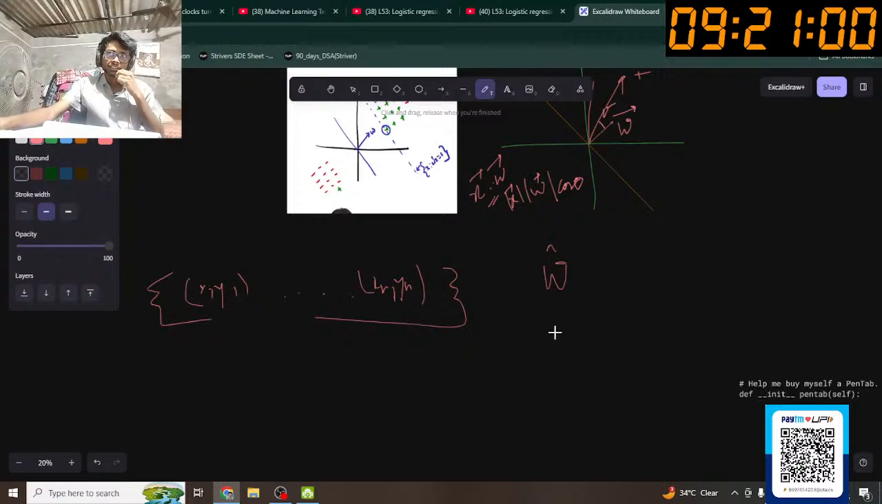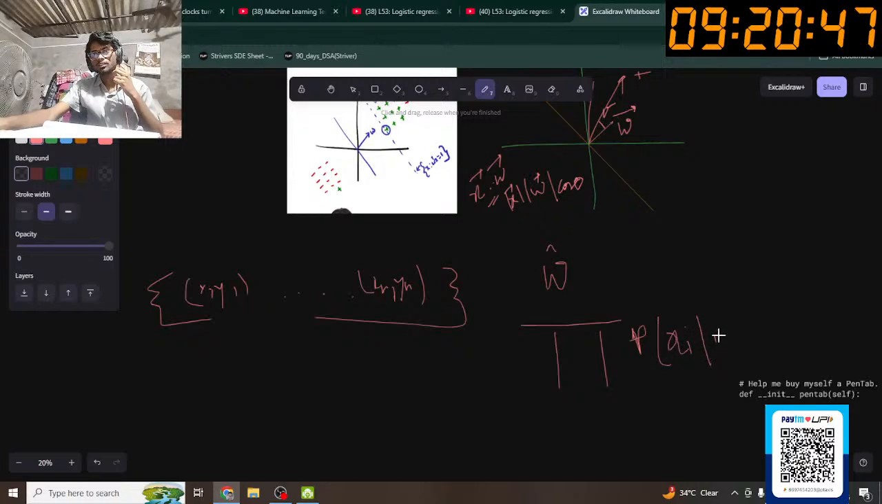So what likelihood is, it is simply the product of the probability of xi given w, where i goes from 1 to n, right? That is, we are maximizing the value, and that value is simply the product of the probabilities. Let me reiterate.